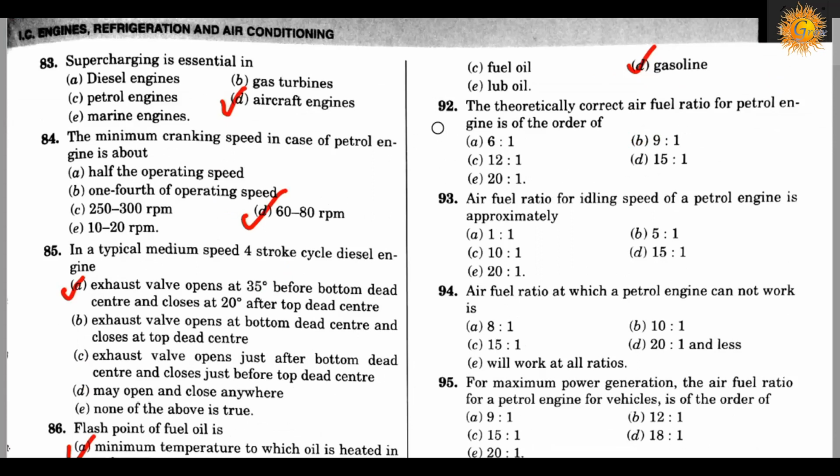Question number 92. The theoretically correct air-fuel ratio for petrol engine is of the order of option A, 6:1, option B, 9:1, option C, 12:1, option D, 15:1, option E, 20:1. So correct answer is D, 15:1.